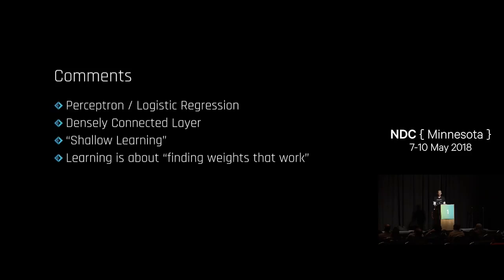Quick comment: this might look simple, but it has a name. It is called a perceptron or logistic regression. It's also called a densely connected layer or a densely connected network because every single input is connected to every single output. There is a connection between everything. You could also call this shallow learning as opposed to deep learning because we only have one layer between the input and the output. There is just input, a filter, output. This is what makes it shallow.